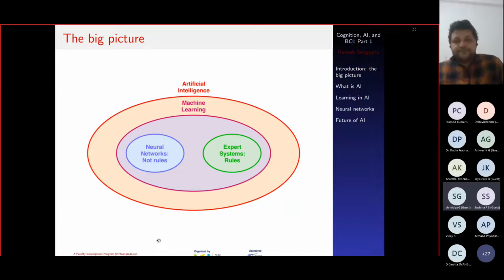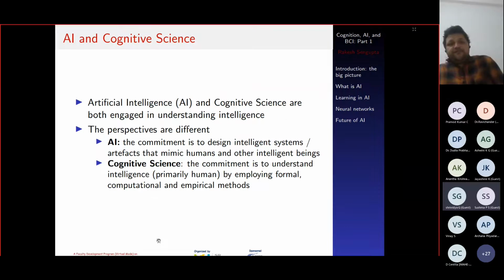and we'll see why. Now, artificial intelligence and cognitive science are both engaged in understanding intelligence, but the perspectives are slightly different. AI has the commitment to design intelligent systems or artifacts that mimic humans and other intelligent beings. Whereas in cognitive science, the commitment is to understand intelligence, primarily human intelligence, by employing formal, computational, and empirical methods.